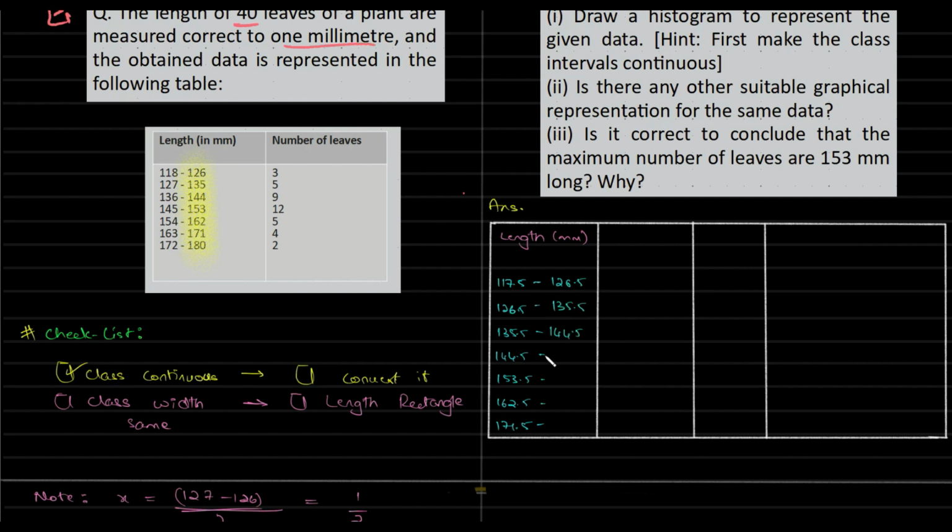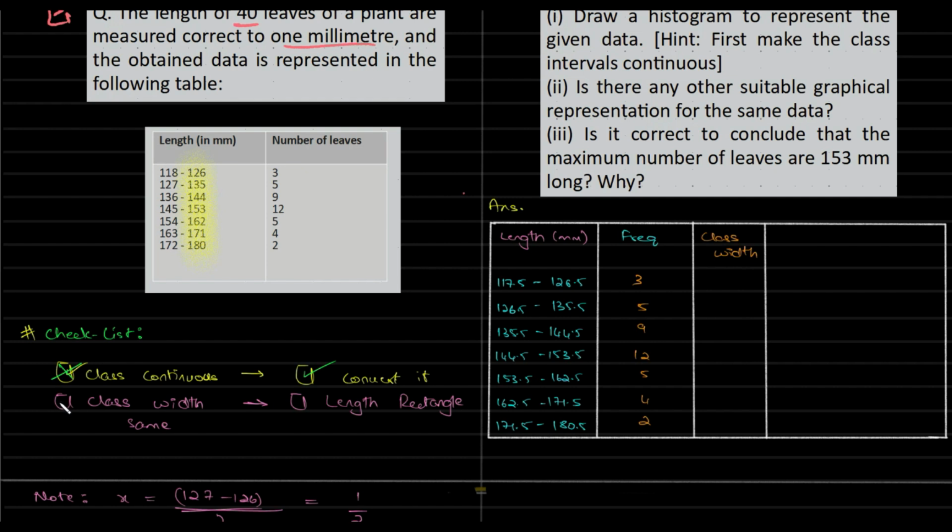That's the whole idea. We're just adding, which is equivalent to just copying from the next one. And this is 180.5. Remember, we need to add, and then we have the frequency. So this is 3, 5, 9, 12, 5, 4, 2. And class width, just for the sake of checking, right? Next thing is, this was not continuous, so we converted it.